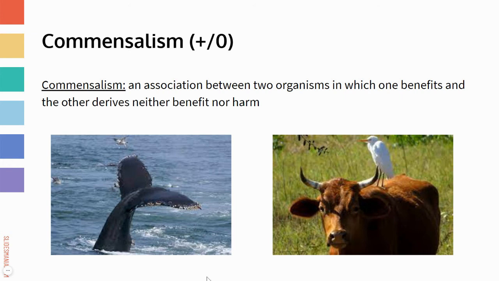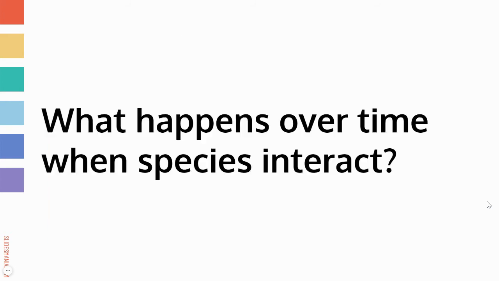So that's one example. And another example are these egrets with cattle, and they eat the bugs that are stirred up by the cattle moving around. So they get more food by hanging out with the cattle, but it doesn't hurt the cattle to have these birds hanging around. Maybe they're annoyed, I don't know, but it doesn't harm them. So that's another example of commensalism.